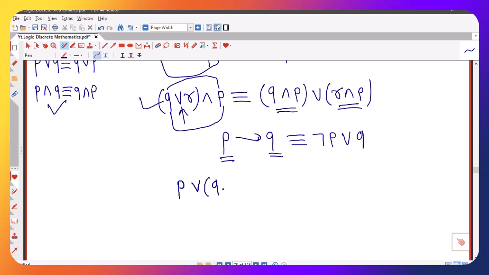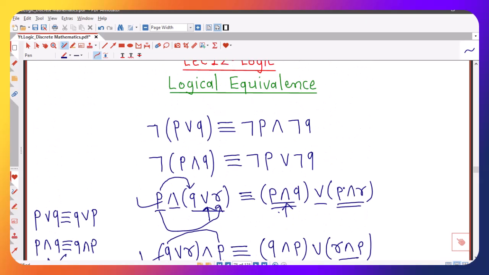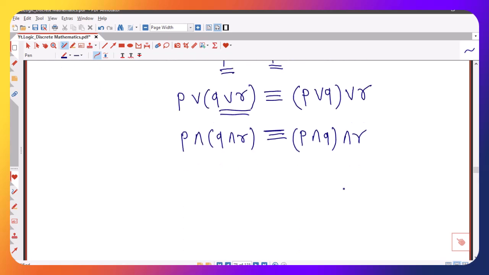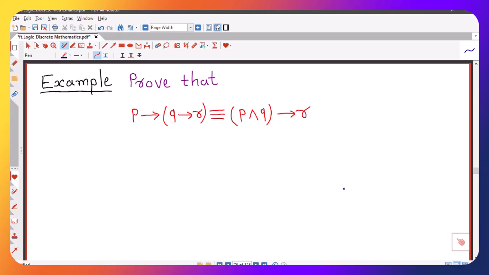We have seen associative law also, that is if I am writing Q or R in the bracket and here I am writing P or Q in the bracket, then these two are logically equivalent, and this is true for AND operator also, P and Q and R. So remember all these logical equivalencies, and using them we can show that two compound propositions are logically equivalent.